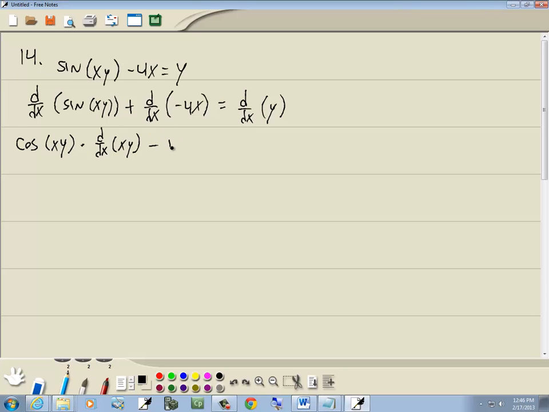Derivative of negative 4x is negative 4. The derivative of y is 1, but we have to add on a y prime, because we're taking the derivative with respect to x, and this is a different variable. So we take the derivative just like normal, but then we have to add on a y prime.